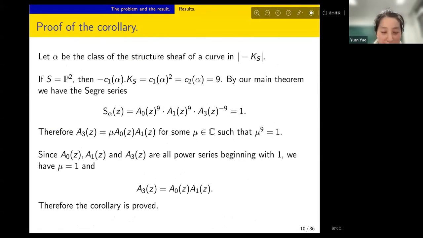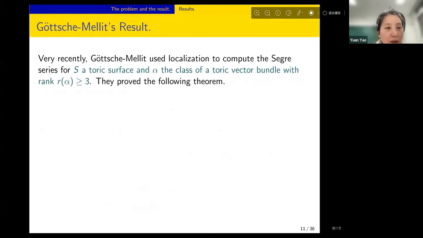Soon after I got this result, I also saw that Gaucher-Meili got a more general result. I will also mention their result. Very recently, I think last month, they also put a paper on the arXiv. They use localization to compute the Segre series. So you have a toric surface and the class of toric vector bundle. Here you see they also do this vector bundle case, with rank no smaller than 3.